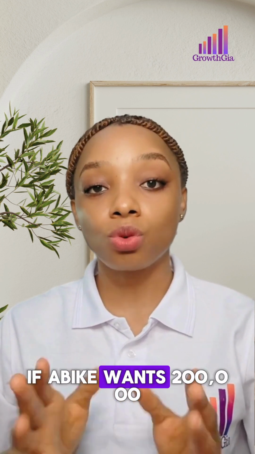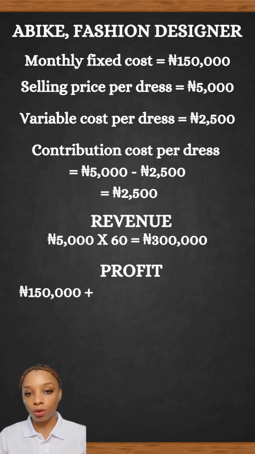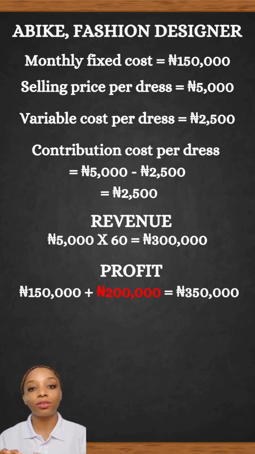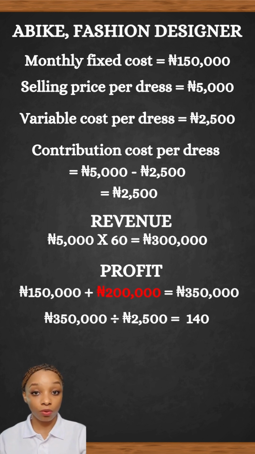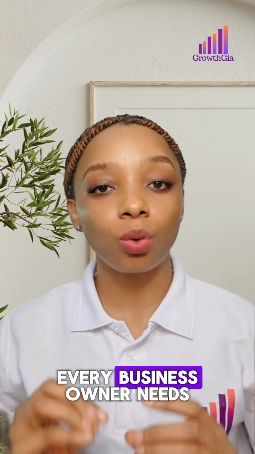Moving forward, if Abike wants 200,000 naira in profit in addition to covering costs, she adds that to the fixed cost. So 150,000 plus 200,000 equals 350,000. Divide 350,000 by contribution per unit, which is 2,500. So 350,000 divided by 2,500 is equal to 140. So 140 dresses. To earn 200,000 naira profit, Abike needs to sell 140 dresses, and that's 700,000 naira in revenue. This clarity is what every business owner needs.